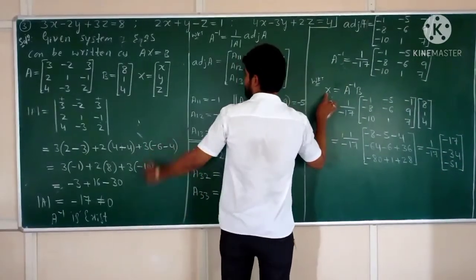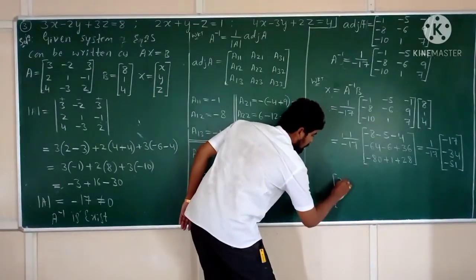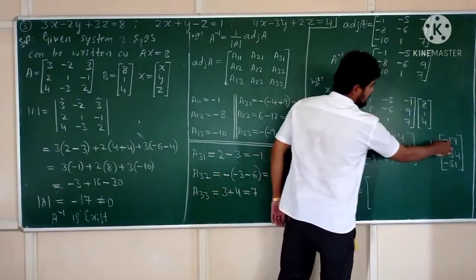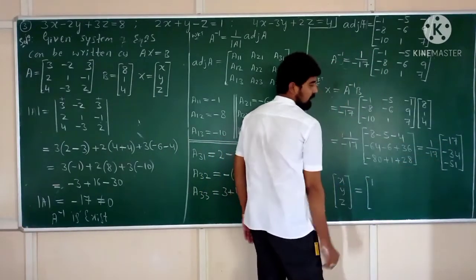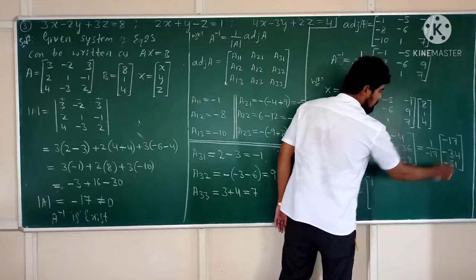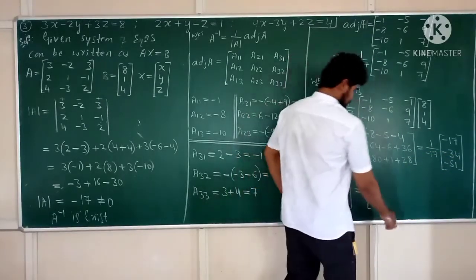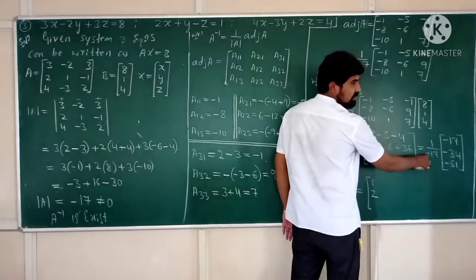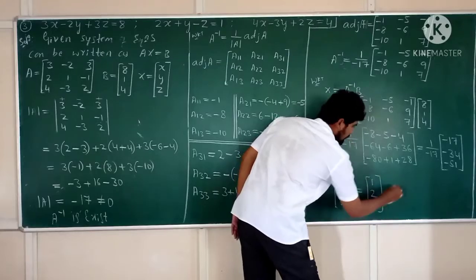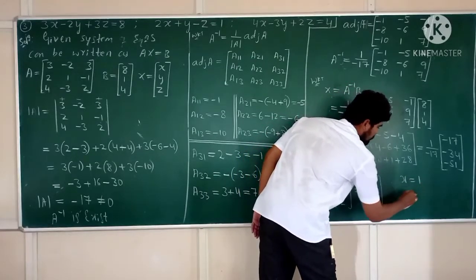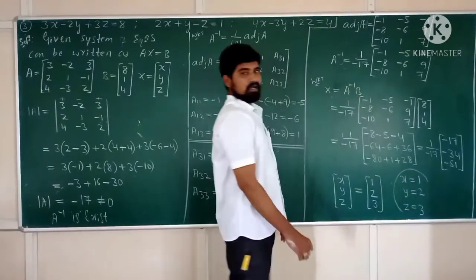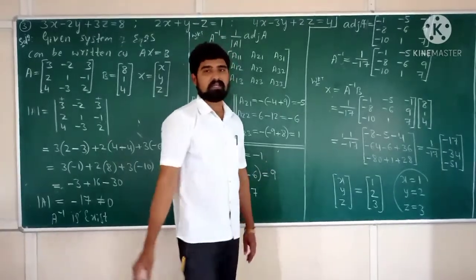Therefore the unknown matrix X is XYZ. XYZ is equal to minus 17 divided by minus 17, 1. Minus 34 divided by minus 17, minus minus cancelled, 17 twos are 34. Next minus 51 divided by minus 17, minus minus cancel, 17 threes are 51. Therefore the required values are x is equal to 1, y is equal to 2, z is equal to 3. I hope all of you understood. If possible, take a note.